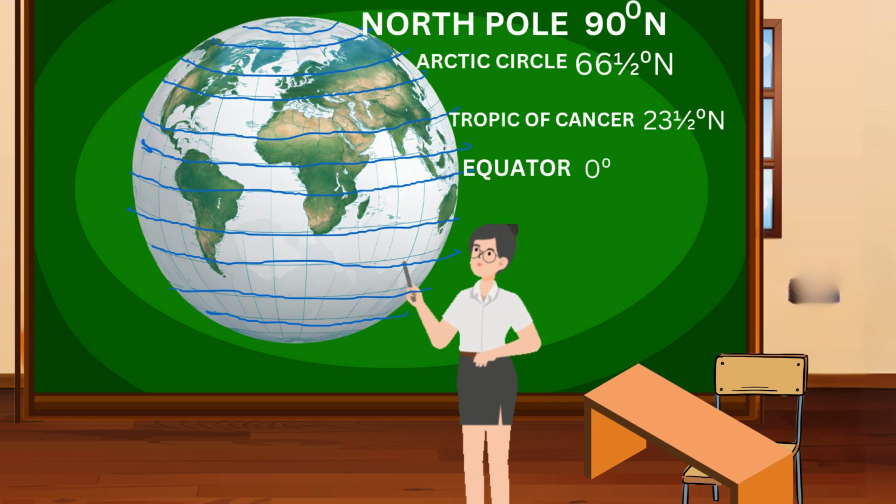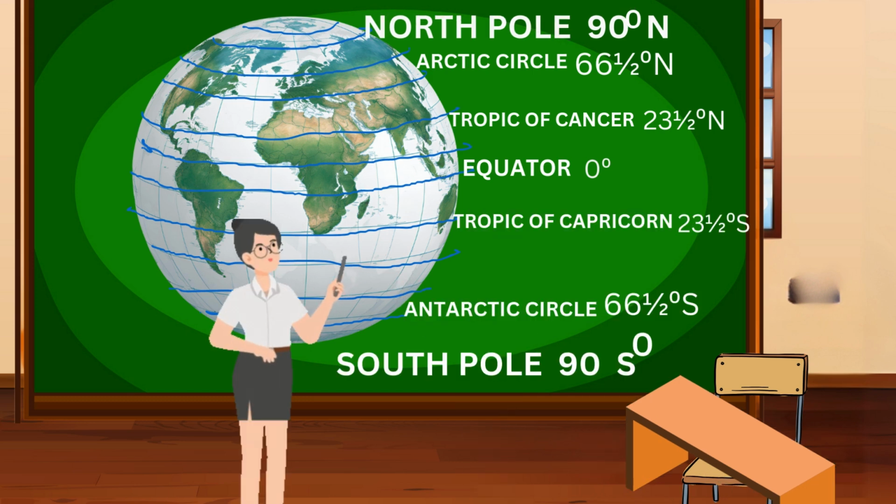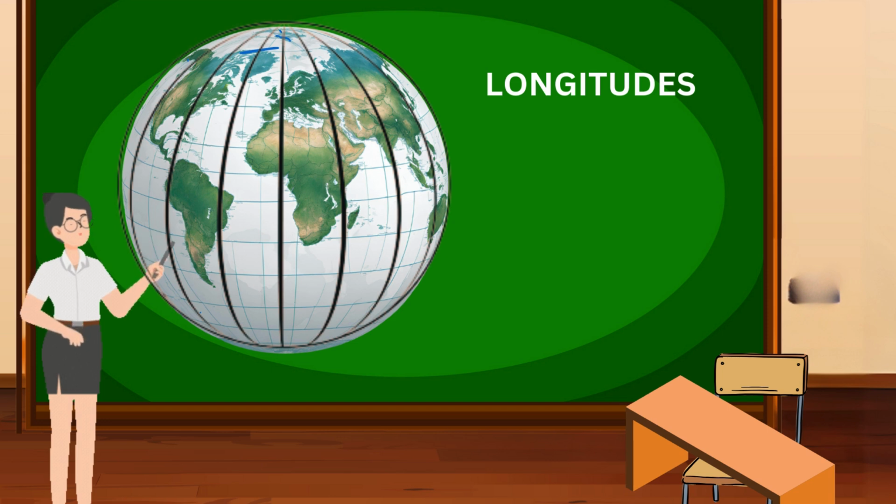The other important latitudes above the equator are the Tropic of Cancer, which is measured at 23.5 degrees north, the Arctic Circle, which is measured at 66.5 degrees north, and finally the North Pole, which is measured at 90 degrees north. The other important latitudes below the equator are the Tropic of Capricorn, which is measured at 23.5 degrees south, the Antarctic Circle, which is measured at 66.5 degrees south, and finally the South Pole, which is measured at 90 degrees south. Latitudes help us to determine climatic zones.